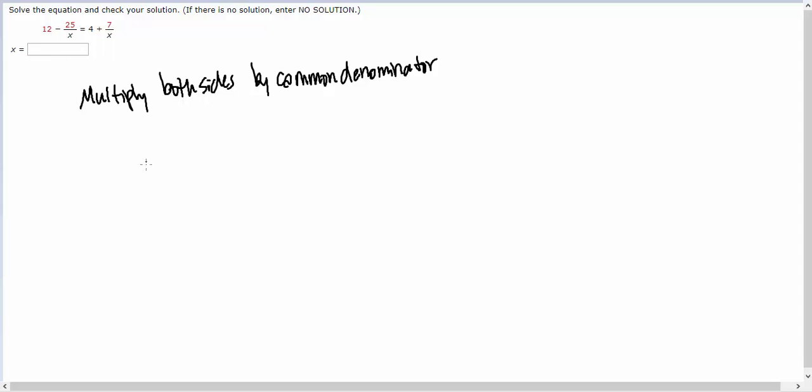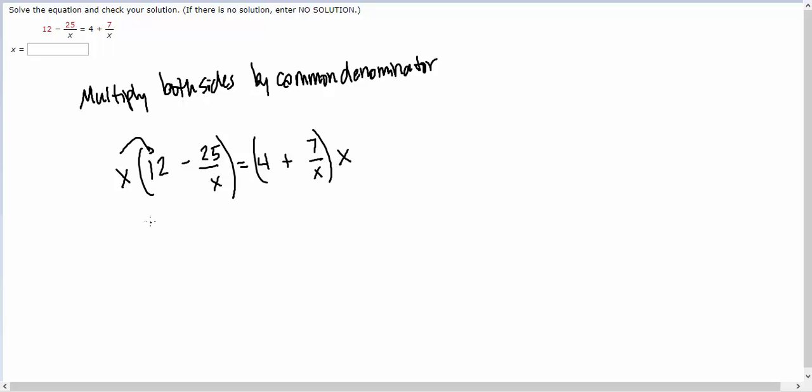All right, so in this case, we have 12 minus 25 over x equals 4 plus 7 over x. All right, so if we look at our denominators here, we have a denominator of x and we have a denominator of x. So hopefully we realize really simply here that the common denominator of those two is just x. So I'm going to multiply this side by x, and I'm going to multiply this side by x.